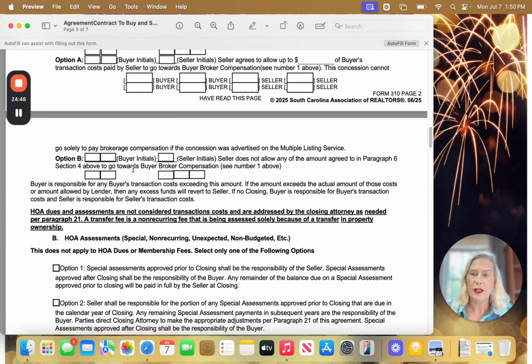The second one, option B, which I don't think we're going to do too often, unless you have a fully covered compensation agreement for all of your commissions taken care of, you don't need to ask for any more, then you can do option B, which just says all of the money that we're asking for on the transaction cost concession is all going to go towards the buyer's closing cost. So that's option A and B. I hope that came out clear enough.